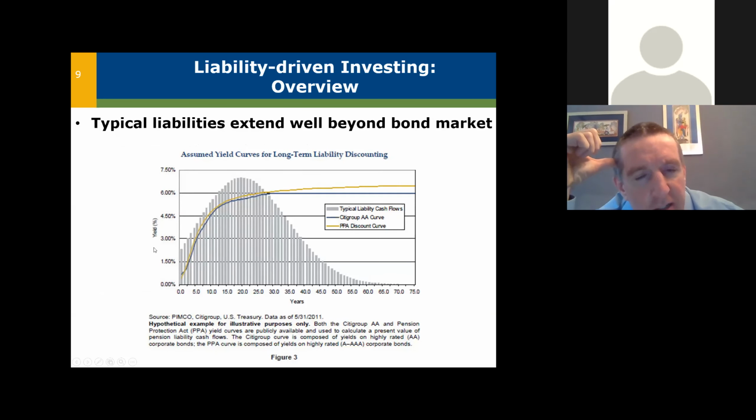The other insight is that pension liabilities go out for many years, with expected cash flows still going out to 70, 80, 90 years. I'll give you an example. Somebody starts working in the pension plan at 25, and then they're going to work for, let's say, 30 years, and then they'll be retired.